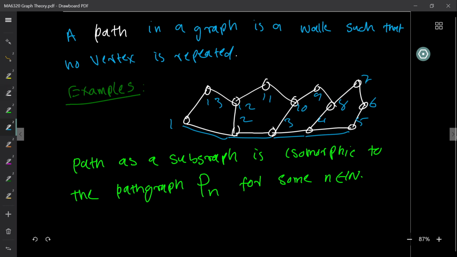And you can look at other examples in this graph itself. So, for example, 1 to 13 to 12, and going to 2, then to 3, then to 10, 9, 8, 7, 6, 5, 4. This itself is also a path.